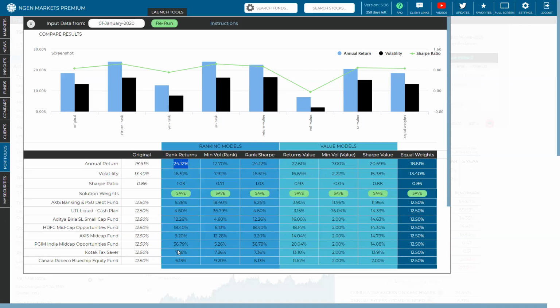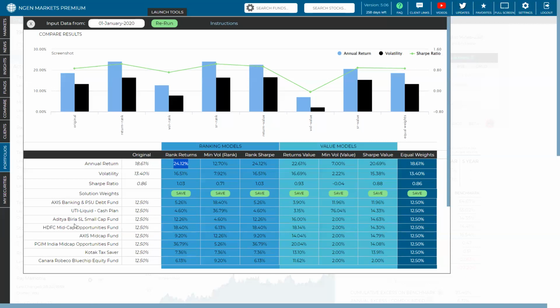So what these optimization models are doing is they are not trying to add a new fund, neither are they trying to delete any fund, right? As you can see, the names of the funds are exactly the same. So we are not recommending any new funds, neither are we deleting any. What we are just doing is reallocating among the same funds in such a manner that the objective of the client, which in this case is maximizing returns, is achieved.